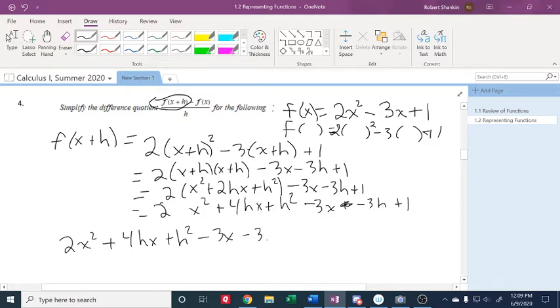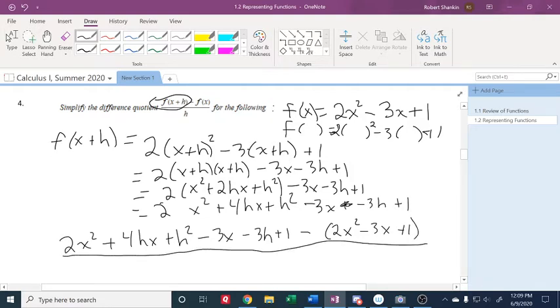So where was I at here? Minus 3x, that's 3h, plus 1, plus 1 minus, now the f of x, all of this over the h.